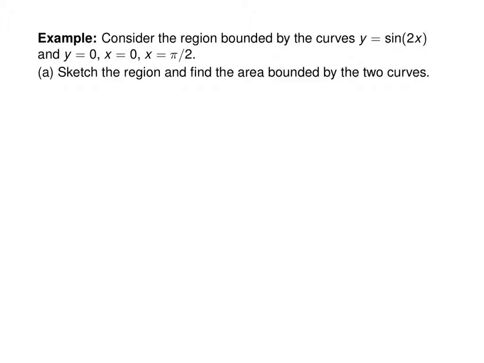So sine of 2x is a sine curve kind of sped up, so its period is pi instead of 2 pi. Starts at 0, it's 1 at pi quarters, back down to 0. So we care about this region. And we're going to find the balancing point, like the middle x and the middle y. But first we need the area.